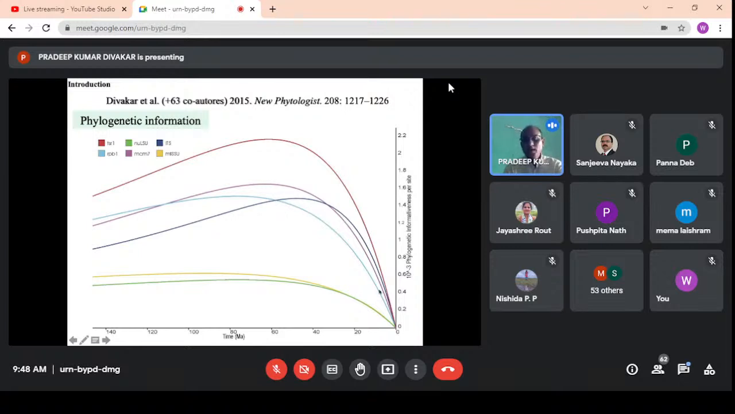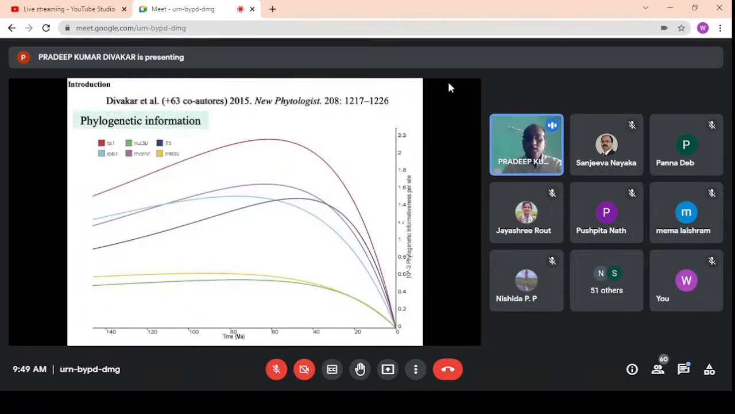But RPB1 is more suitable for the group that has diverged until 100 million years ago. It means this is more suitable for high-level phylogeny, and ITS is more suitable for low-level phylogeny. So I just wanted to tell you, if you want to calculate the phylogenetic informativeness of a particular existing marker, to know if in your group it's working or not.